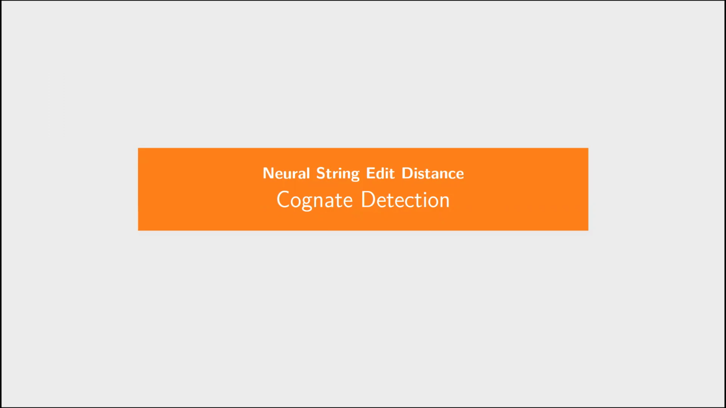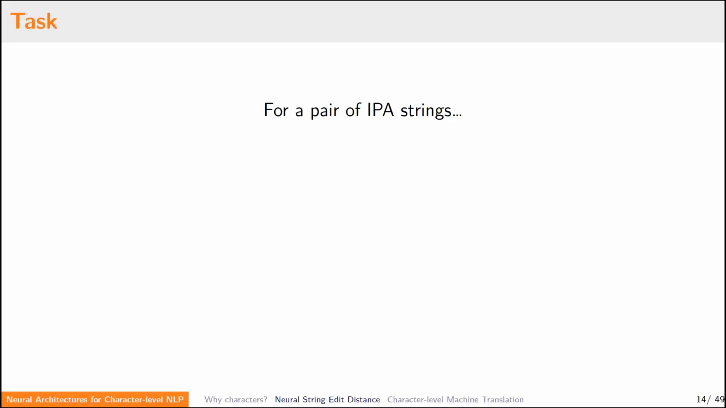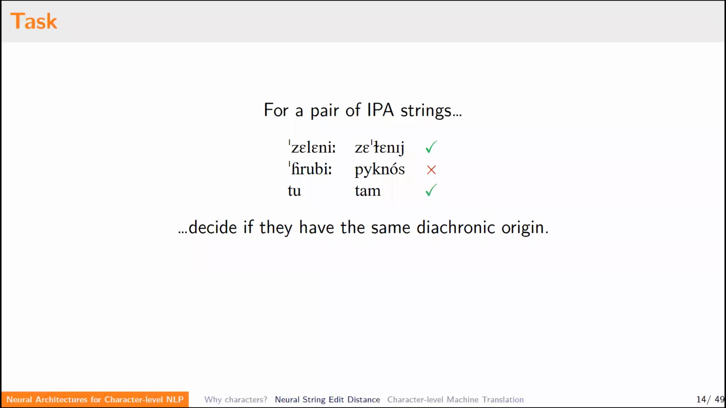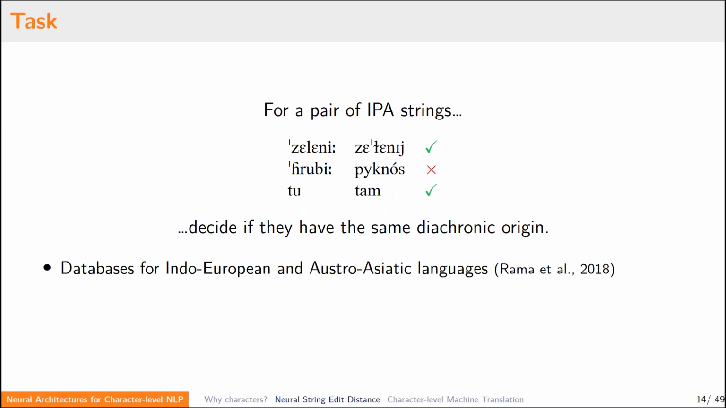The first task we tested the new string edit distance on is cognate detection. By that we mean for a pair of strings in International Phonetic Alphabet, we want to decide if the two strings have the same diachronic origin. We use databases for Indo-European and Austro-Asiatic languages for that. We sample the positive and negative pairs for training and measure how well the model works using the F1 score.